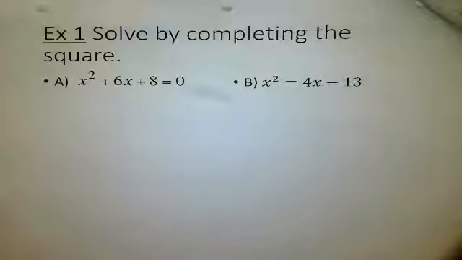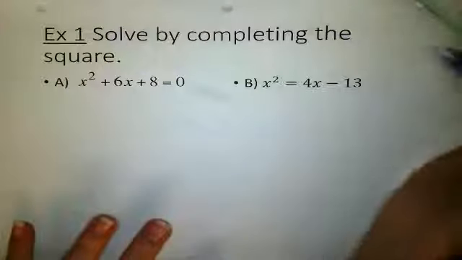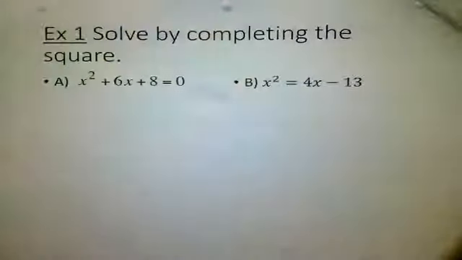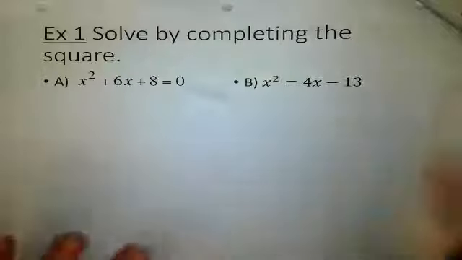Solve by completing the square. All right, we have solved by completing the square. Give me a second to write that down. Solve by completing the square. We have x squared plus 6x plus 8 equals 0.